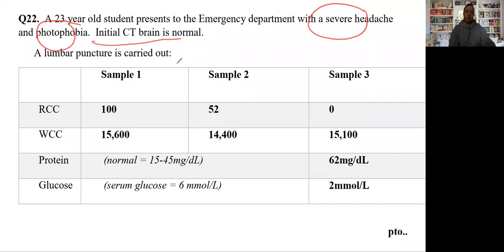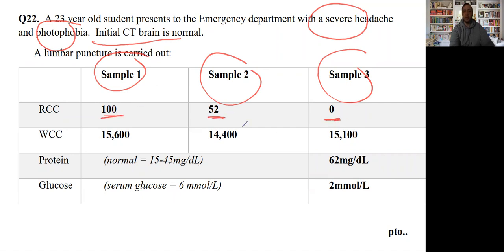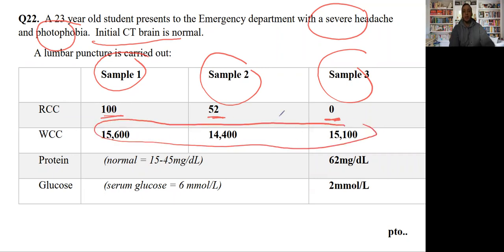So lumbar puncture is carried out. Here we have sample 1, sample 2, and sample 3. In sample 1 the red cell count is 100, then in sample 2 it becomes 52 and then becomes 0. This decrease in the number of red blood cells across the CSF samples indicates a traumatic tap, or traumatic lumbar puncture. The white cell count is persistently high, between 14,000 and 15,000, or 15,600, which is very high.